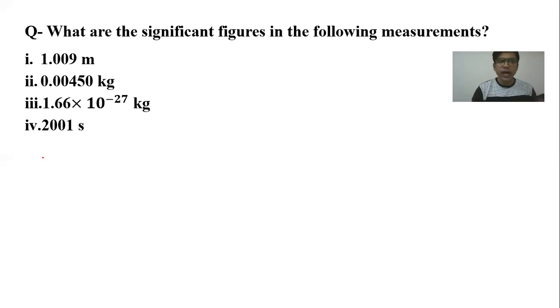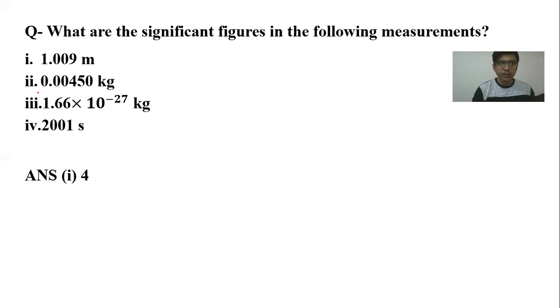Okay, so the answer for part 1 is 4, because we have 4 significant figures. Why are there 4 significant figures? Because 1 and 009, all these are significant figures, because non-zero digits are considered significant figures. And when we talk about zeros, zeros after the decimal are considered significant. So here all the numbers are significant. Okay, now let's move on to the next question.